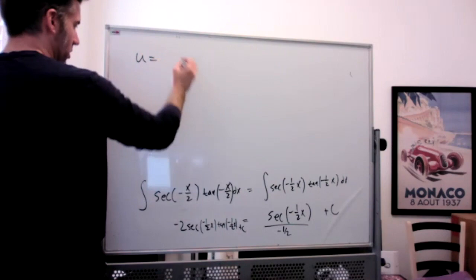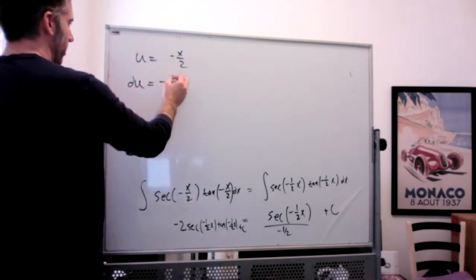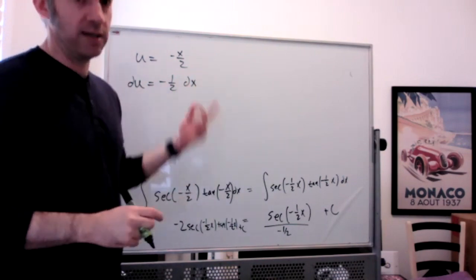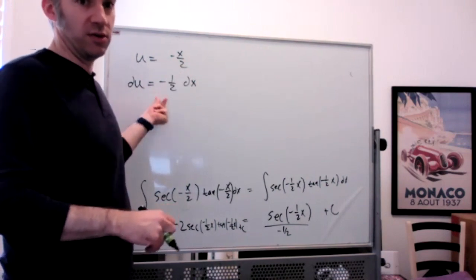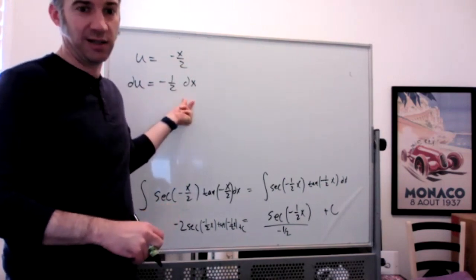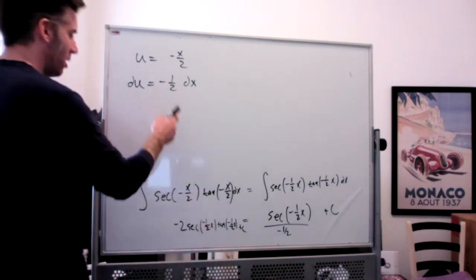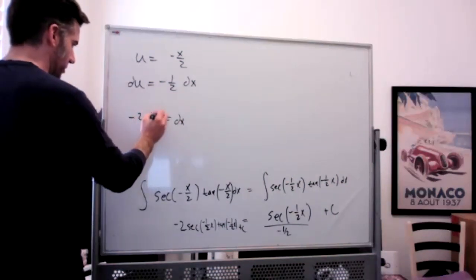u equal to -x/2. du is -1/2 dx. So I will say most of the time we don't write du/dx equals the derivative. We go straight to saying the differential du equals the derivative times the differential dx. It's just cutting out the step. And then dx is equal to -2 times du.